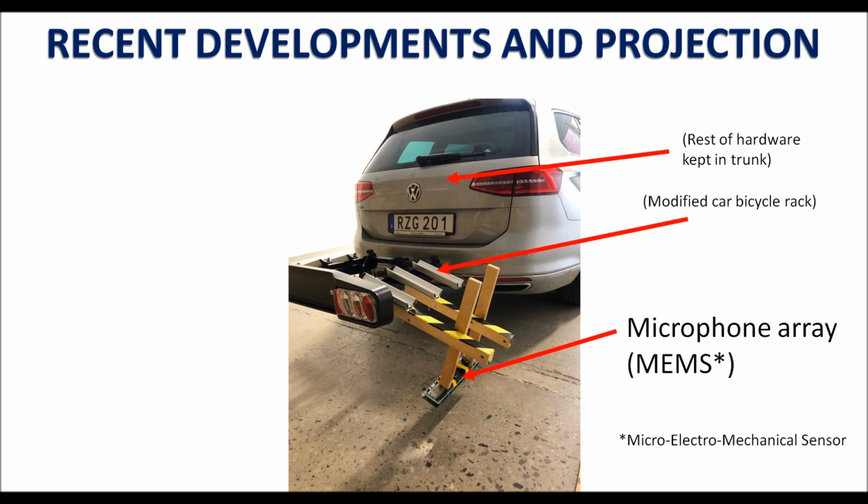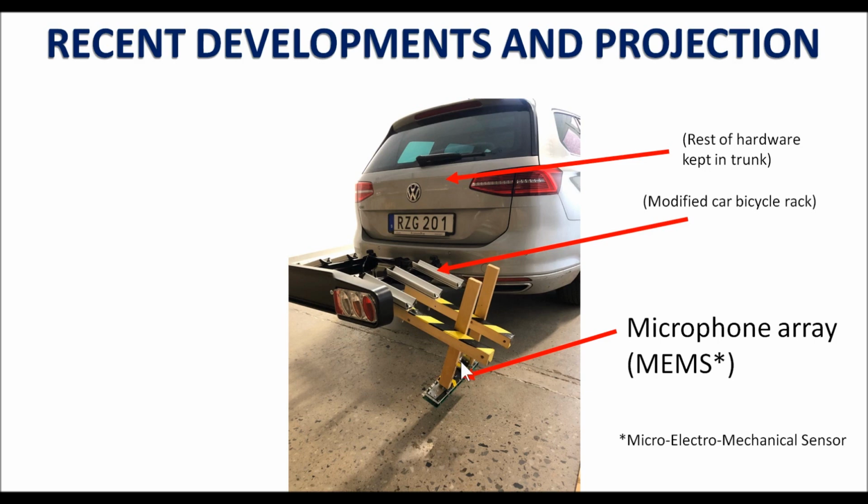For example, this is a new addition on the back of a regular passenger car, made by modifying a regular car bicycle rack so that it holds this MEMS microphone array. And all the electronic components are housed inside. So everything can be attached and detached very easily, and there is no vulnerable or complicated wiring exposed outside here.